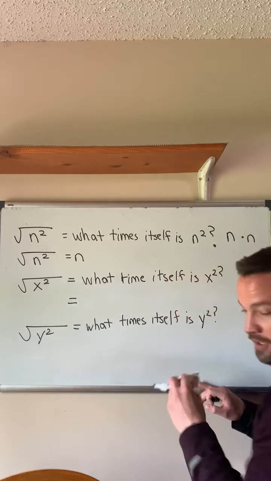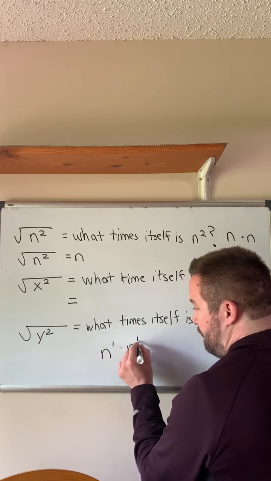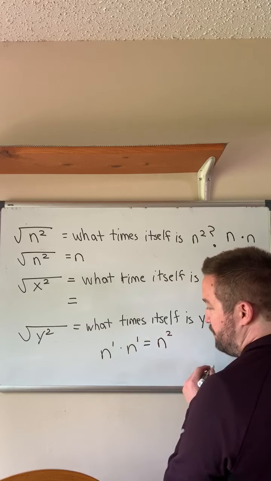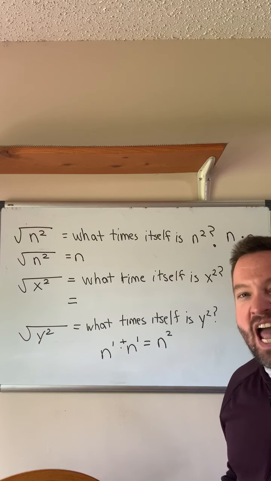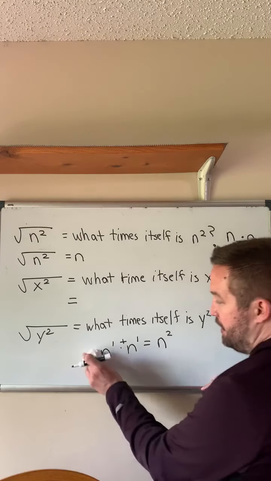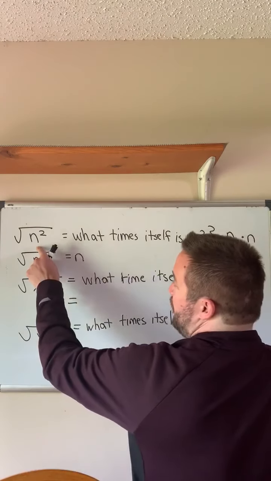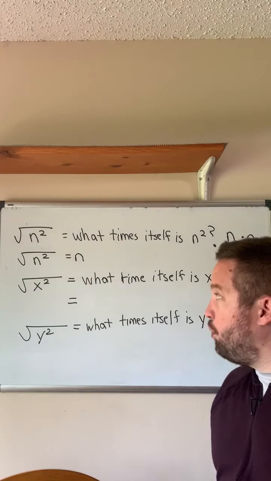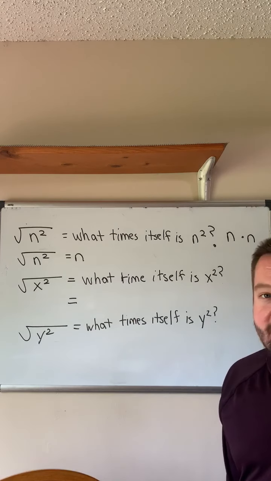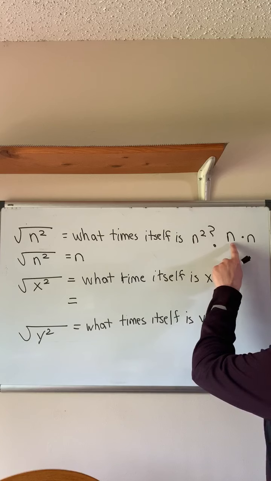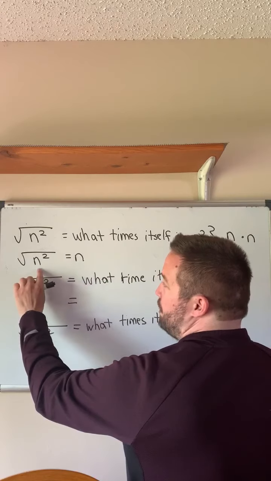So I just need a small little review session here: n to the first times n to the first is going to be n to the power of 2, because when you multiply exponents, you actually add them. And that we talked about previously. So what we're looking at here is the square root of n squared. And that's asking what number times itself is n squared. Well, we know that if it's n squared, it's n times n. So what's the square root of n squared?